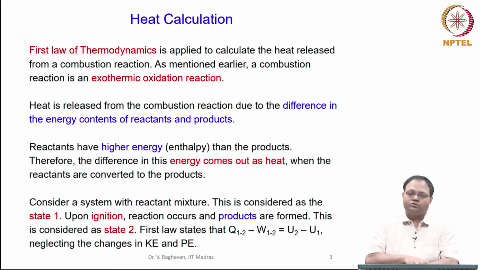Say we can call it a closed system, and this system initially has reactants. So that reactant state is defined as state 1. Once ignition is accomplished, then the chemical reaction occurs, and products are formed. The products, when completely formed, that state is called state 2. Now the first law can be applied to this.